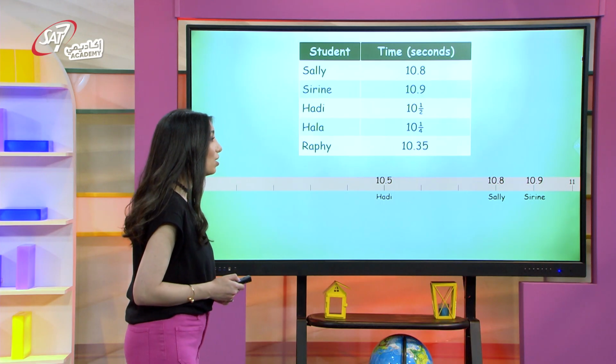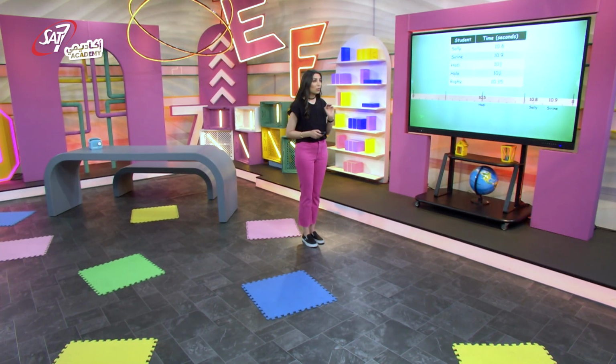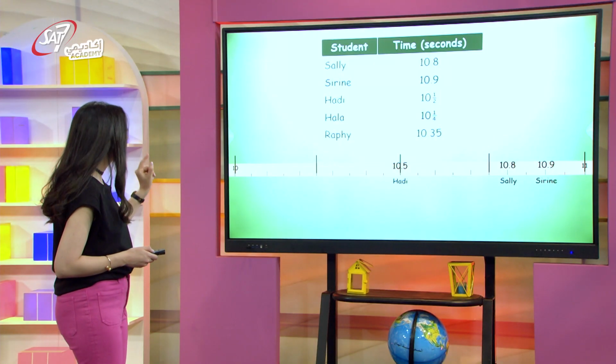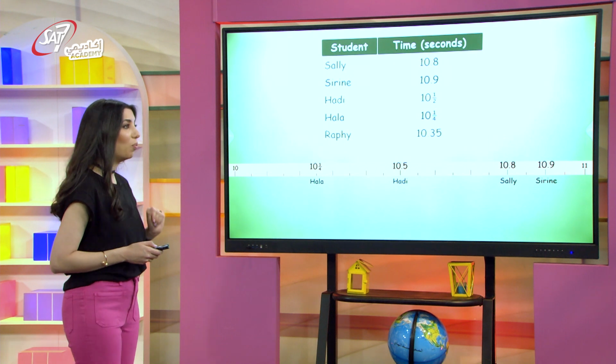Hala ran 10 and 1 over 4, which means a quarter. Now we must divide the space between 10 and 11 into 4 equal sections to show 1 out of 4. A quarter is at the first section out of 4. That's 10 and a quarter.